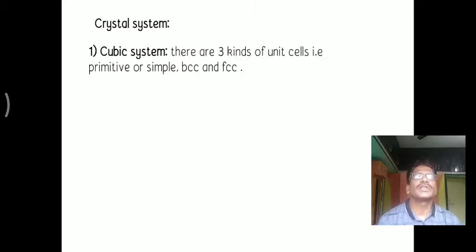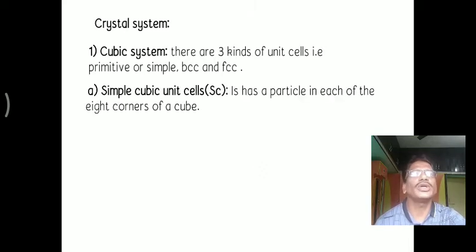The first crystal system is the cubic system, and in the cubic system there are three kinds of unit cells. Which are the three kinds of unit cell studied in the last lecture? They are the simple or primitive unit cell, BCC, which is nothing but the body centered cubic unit cell, and the last one is face centered cubic unit cell. So these are the three types of cubic system, also called cubic unit cell. In that, the first type is called simple or primitive cubic unit cell, which is shortly represented as SC. S for simple, C for cubic.